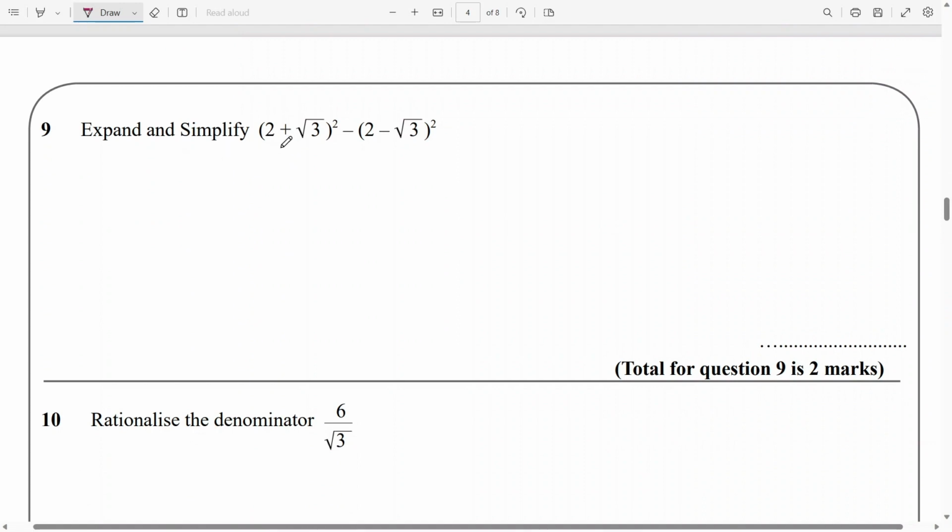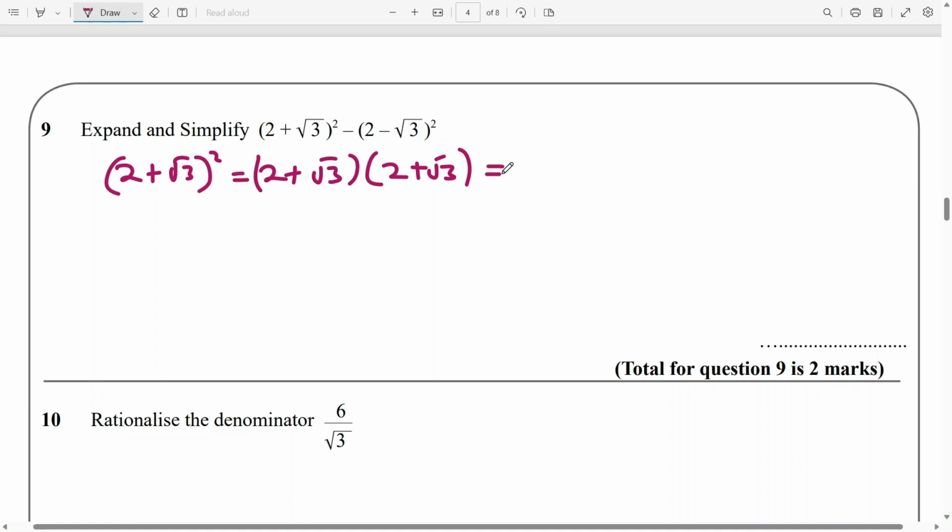Again, we need to expand and simplify. You notice that this is a squared and this is another squared. So I think I need to work them separately and then see what it really turns out. So I begin with the left, which is 2 plus root 3 squared, which is the same thing as 2 plus root 3 times 2 plus root 3, which will be 4, plus 2 root 3, and then plus 2 root 3, and that's going to be plus 3. And this simplifies to 7 plus 4 root 3.